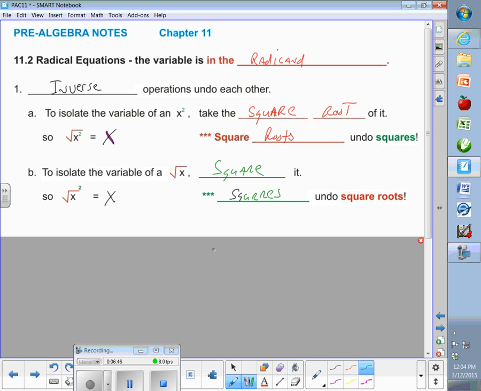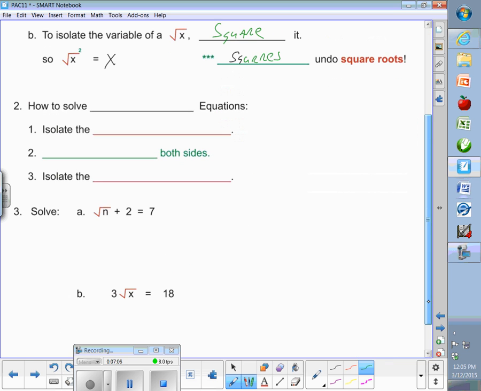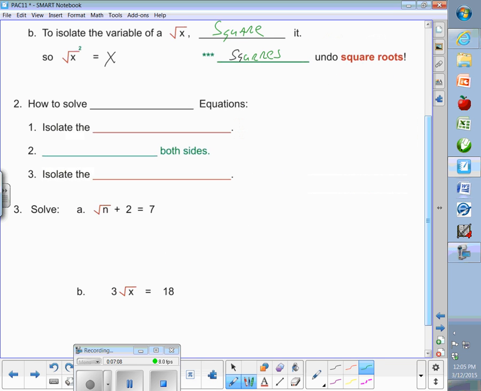What if you had something cubed? What if you had the cube root of x? How would you get to x? Cube it, right? Cubes undo cube roots. That's the way it goes. It is that simple. Okay, so what's the actual procedure for solving a radical equation?